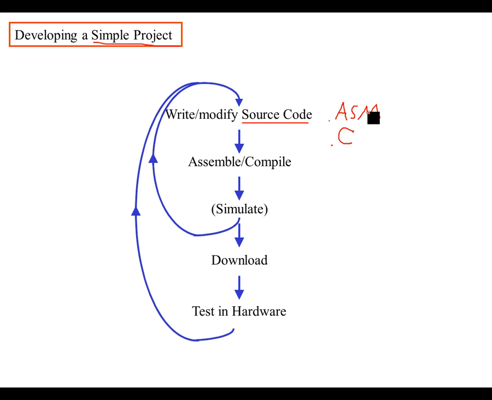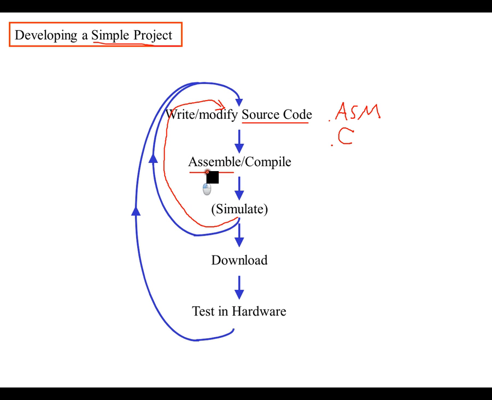You write this in a text editor, and then you assemble or compile it. If it's assembly language, you call it assemble. If it's C, you call it compile. This takes what you're trying to do and converts it into machine language, and then you can simulate it with a simulator to see if it does what you want it to do. Usually it doesn't, and you have to have at least one iteration, where you change your code and then assemble it again.